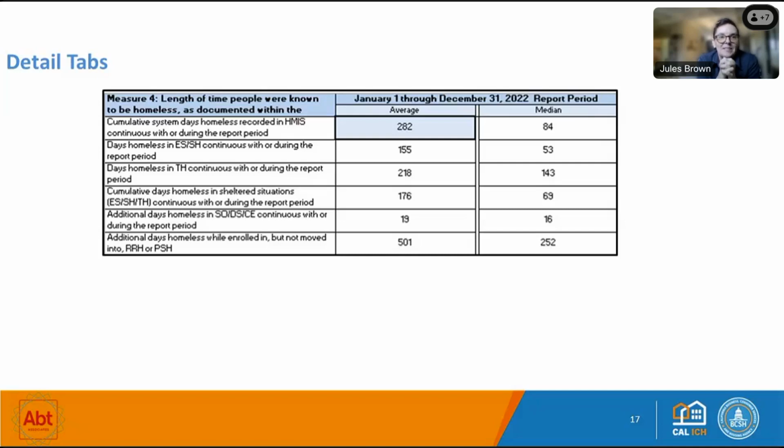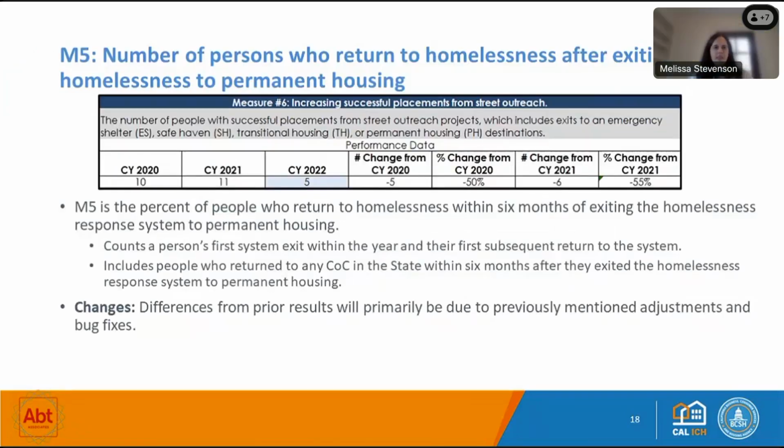I'll turn it back over then to Melissa to talk about returns. Yes, thank you, Julie. Unless there are any questions about the measure, I'm not seeing any specific to that measure. But if people have any questions specific to the measures, you can put it in the Q&A at any time, and if we don't get to it on that specific slide, we will respond either at the end of the webinar, or we can also provide some Q&A later as well.